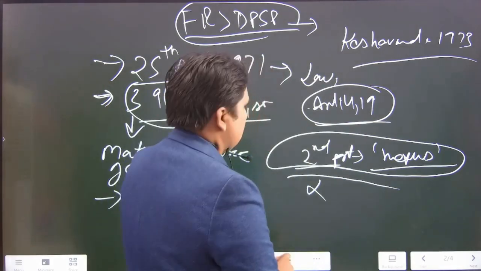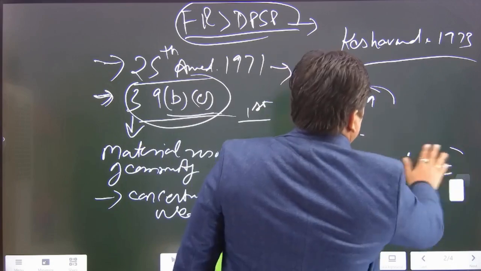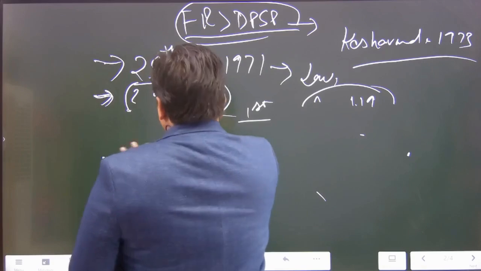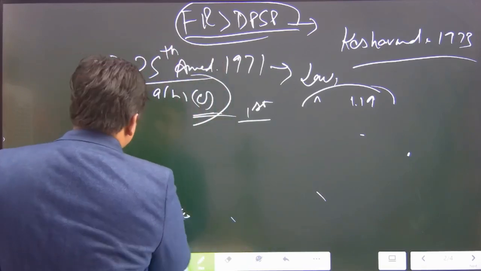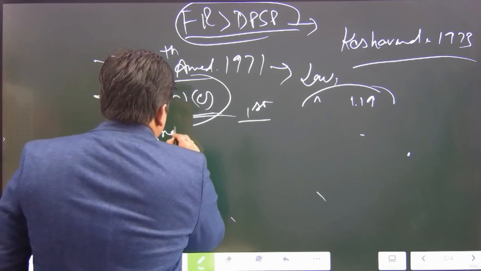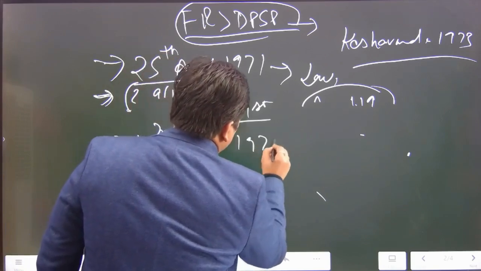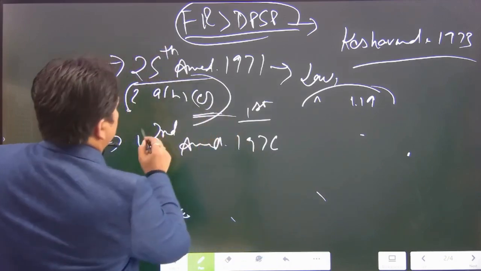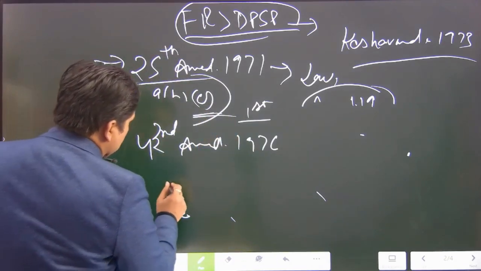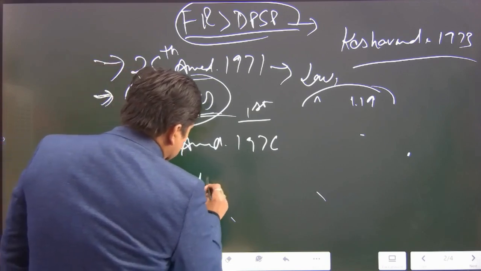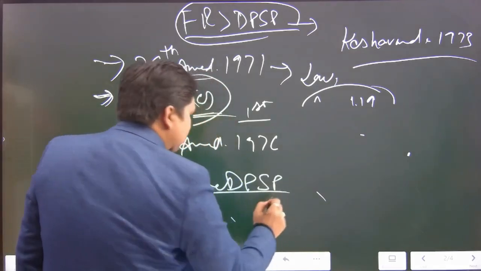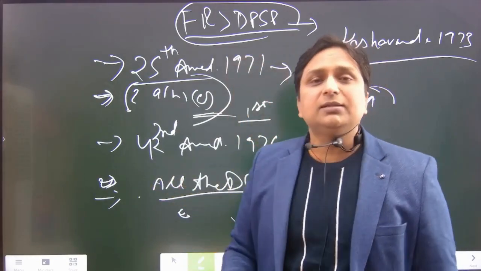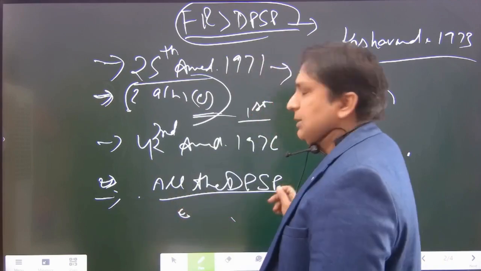Now again the controversy began when in 1976, the 42nd Amendment, the government substituted these words 39B and C. Article 39B and C was substituted by giving effect to all the DPSP. Means previously it was limited to the objective of Article 39B and C, but after the 42nd Amendment 1976 it was meant for all the DPSP.